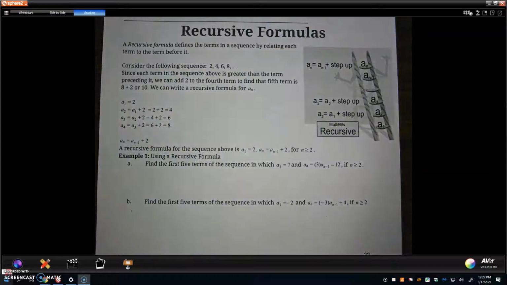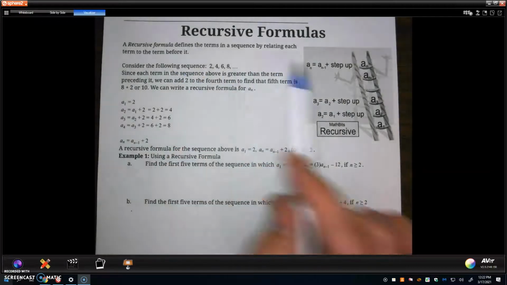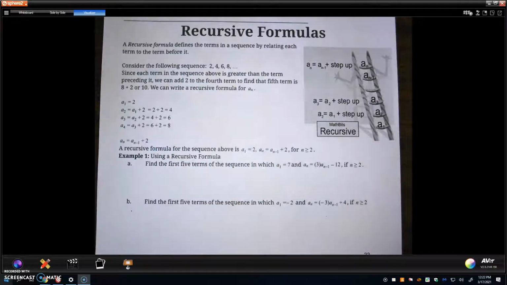Today we're going to look at recursive formulas. So a recursive formula defines the terms in a sequence by relating each term to the term before it. So far we've done explicit formulas. Today we're going to look at recursive.